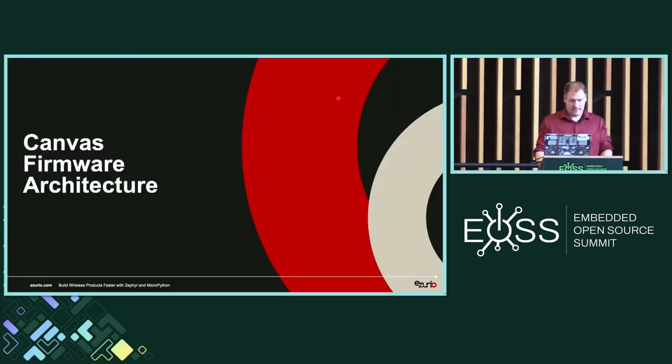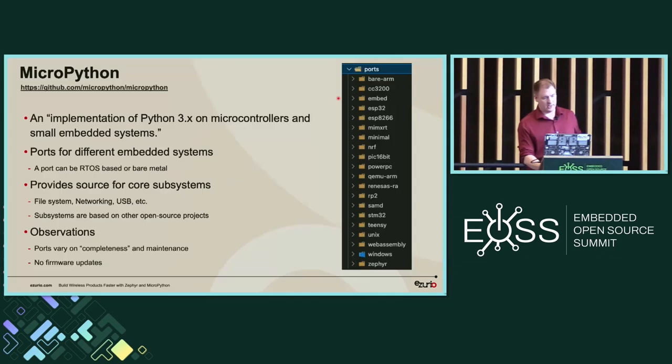All right, now I'll get into the architecture here on how we built this and made this possible. So it all starts with MicroPython. For those of you who don't know, MicroPython is an implementation of Python 3.x that is designed to run on microcontrollers. MicroPython provides ports for different embedded systems, and a port could be based on an RTOS or it could be a bare metal-based port.